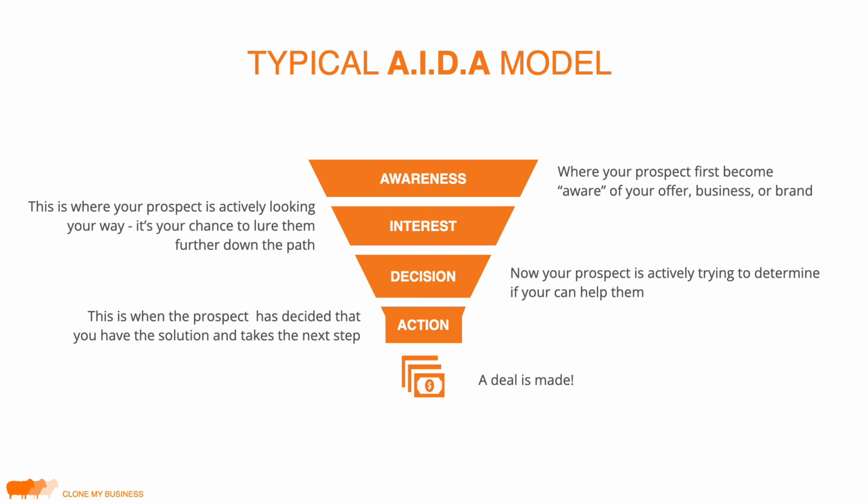Then you hit decision. Now your prospect is actively trying to determine if you can help them. What I meant to say was your offer. If your business, or whatever it is that you're offering, got their awareness and interest in the first place, now they're actively trying to determine if you can help them. And then action is the final part of this funnel. This is when the prospect has decided that you have the solution and takes the next step, just like that fish gulps the lure right into his mouth, or the worm, or whatever it is. This is the final step, and then, of course, a deal is made. So this is what a typical sales funnel looks like.